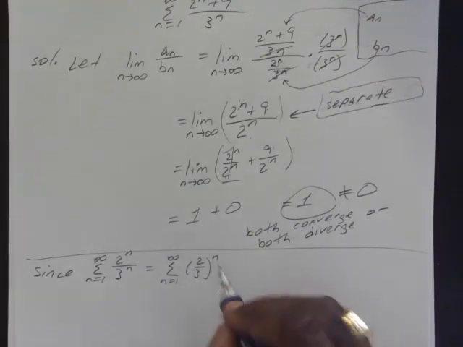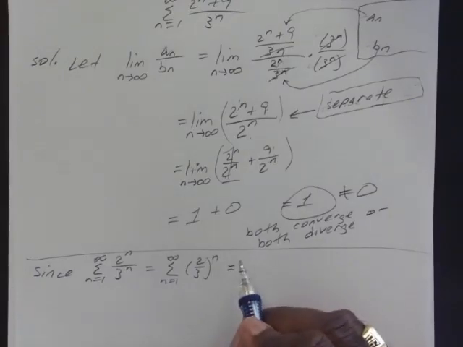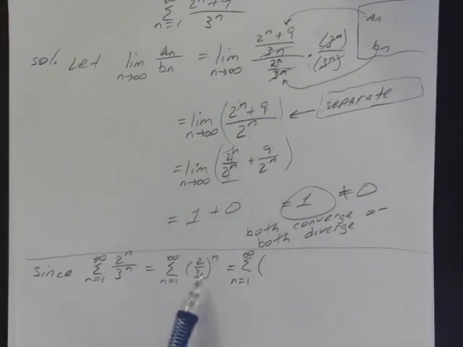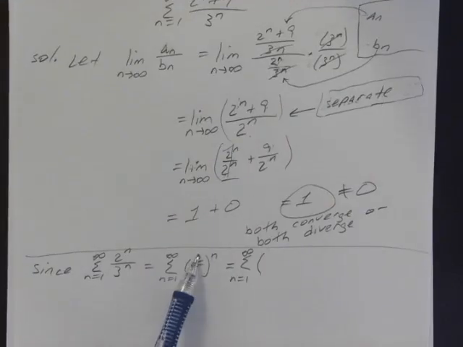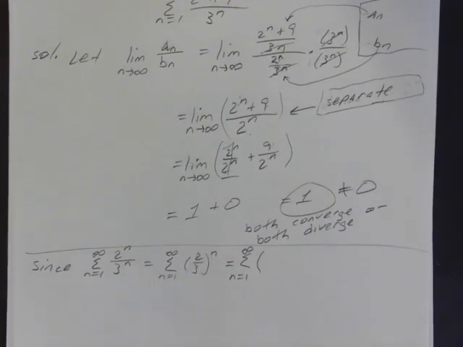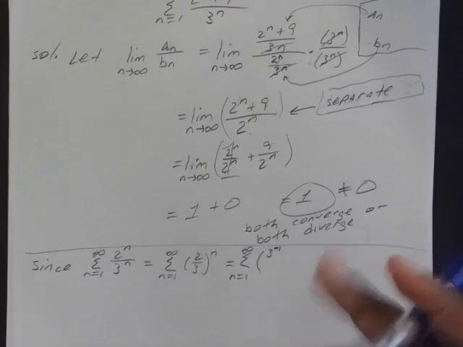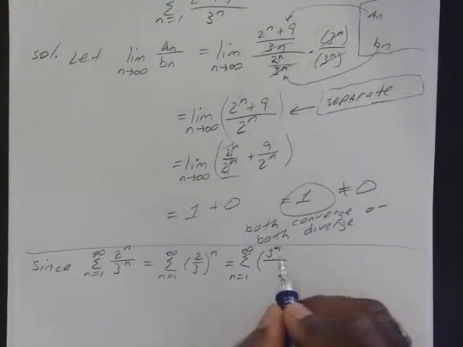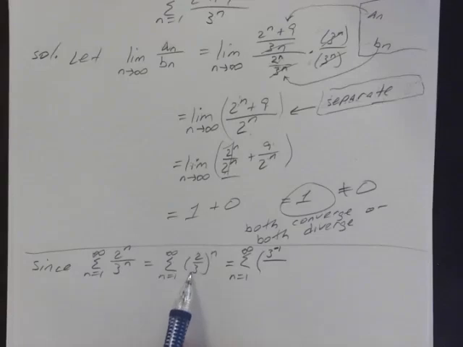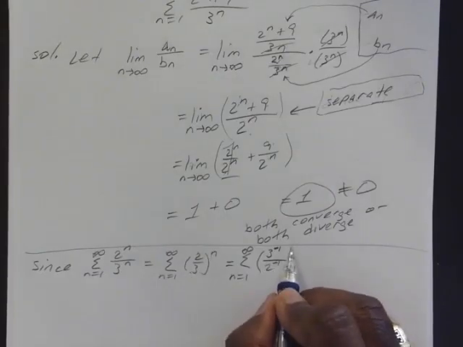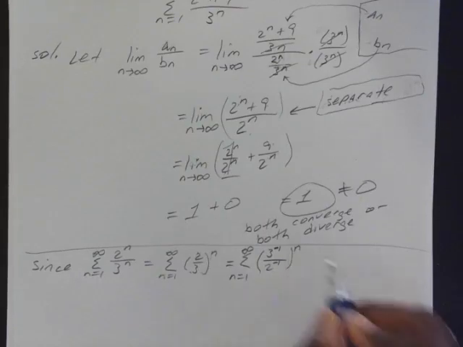So one way to do it, sum from n equals 1 to infinity, is we could get that denominator and move it up to the numerator and give it an exponent of negative 1. So 3 to the power of negative 1. Same thing with the numerator. We can move it down to the denominator and give that an exponent of negative 1. So 2 to the power of negative 1. And both to the power of n.